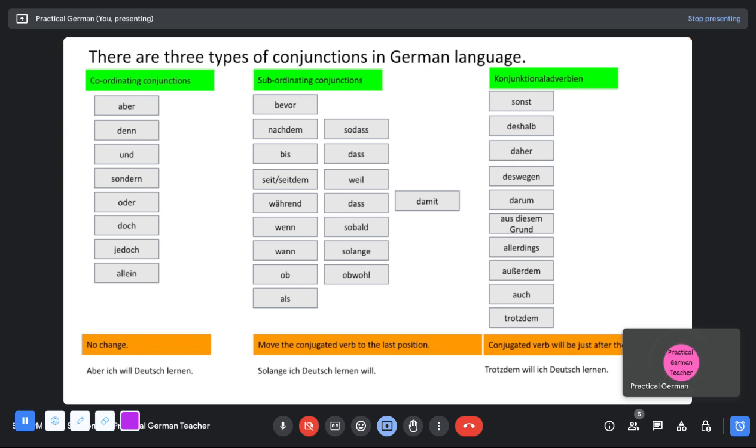Come on, you should know this. Do you know what sonst means? Let's take the same example. I say, ruf mich an, sobald du zu Hause bist, sonst rufe ich dich an. Otherwise. Okay, continue.